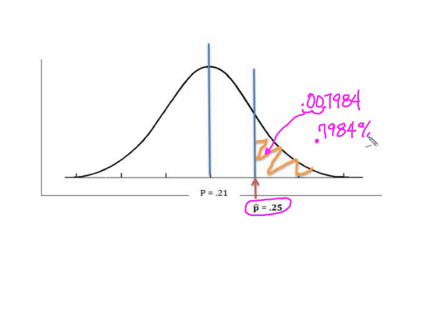0.7984%. What using Excel did for you was it removed the burden of actually calculating a z-score and then looking that z-score up in the formula in a normal distribution table. So I hope this was helpful.